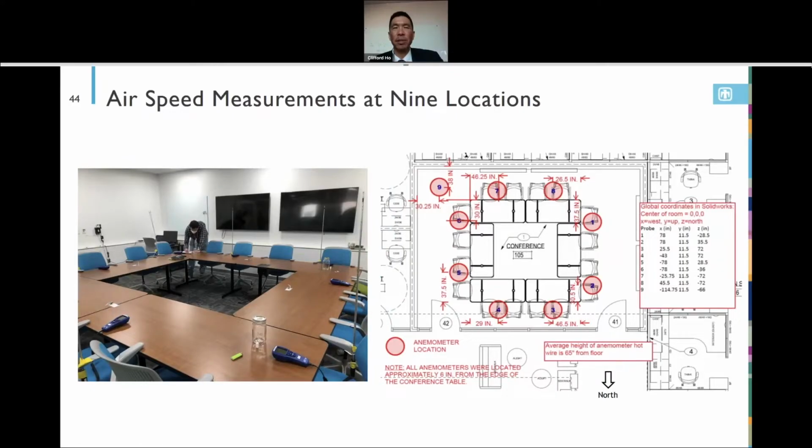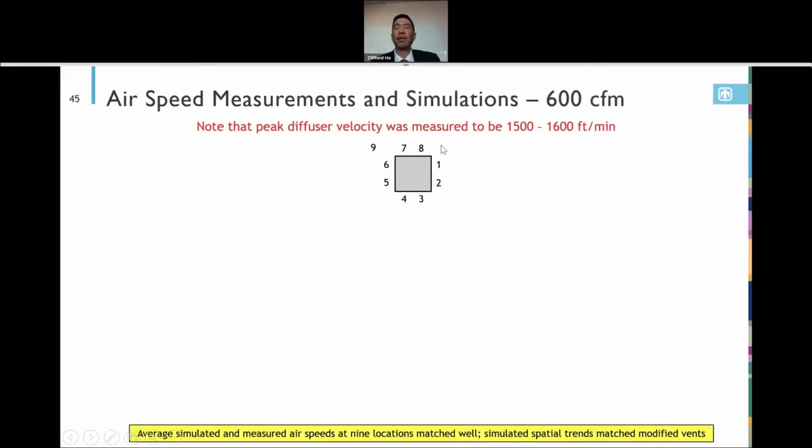We also did some quantitative measurements of airspeed at 9 different locations throughout the room. You can see the anemometers here attached to the various chairs throughout the room, and they're located on this plan view, the locations of the 9 different anemometers. We used those anemometers to record the wind speed for the different ventilation configurations, the original and the modified.